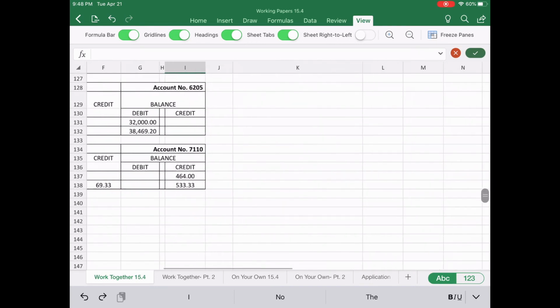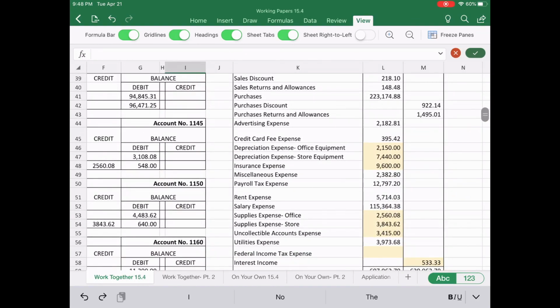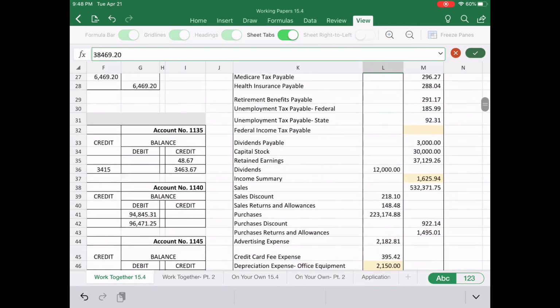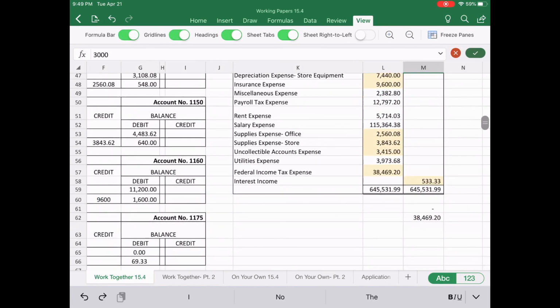Okay, last step is to fill in the missing numbers over here. So federal income tax expense balance now is that $38,469.20. And my federal income tax payable amount was the $6,469.20. And then both of our columns now equal one another.